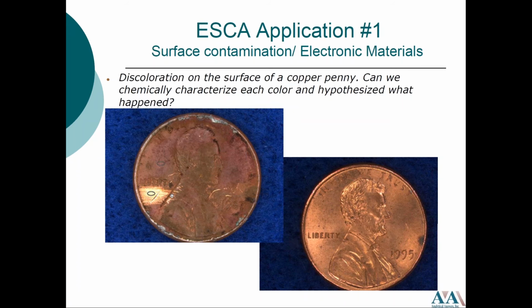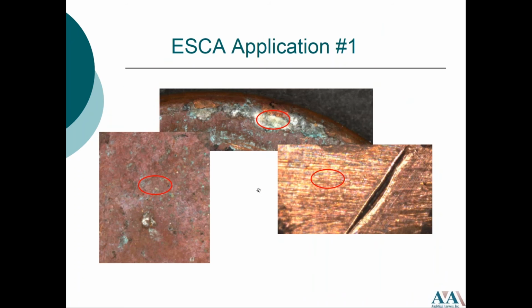So here is a close-up of those regions that we saw on the previous slide. This is what I'll be calling a reddish region or area. Here it would be the blue whitish region, and the circles represent the spot size of our ESCA. And here we have a scratch region. So this is surface contamination. We know something has reacted with copper. I scratched a region to see if I can get back to that metallic copper underneath to really see if it's truly a surface contamination.